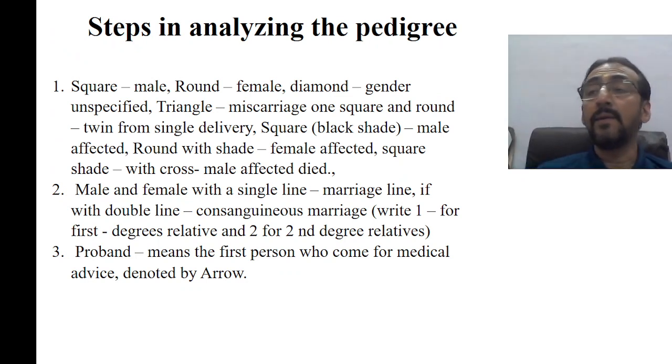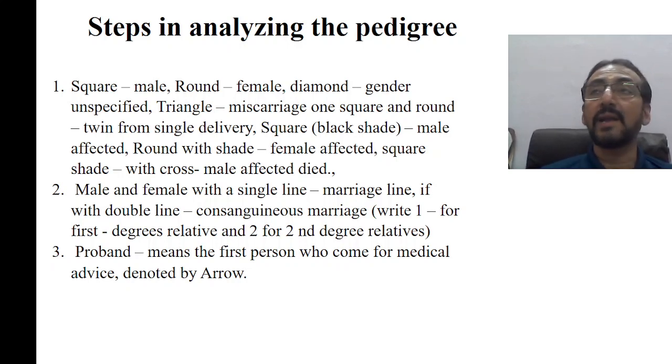Now in the pedigree, when you are writing, a square indicates the male, a circle indicates the female, and a diamond indicates the gender is unspecified, such as transgender. If there is a triangle, it indicates a miscarriage. If there is one square and one circle joined, it indicates twins from a single delivery, that means monozygotic twin babies.